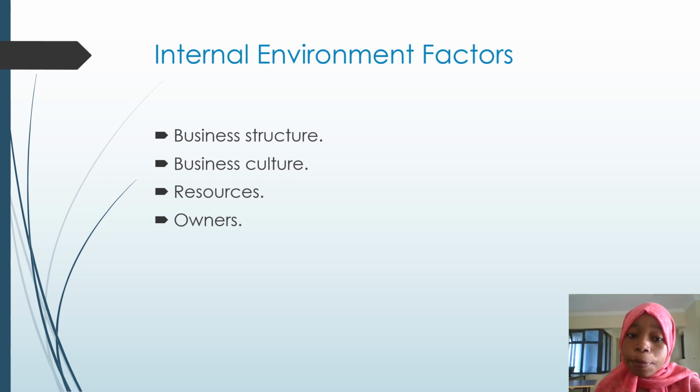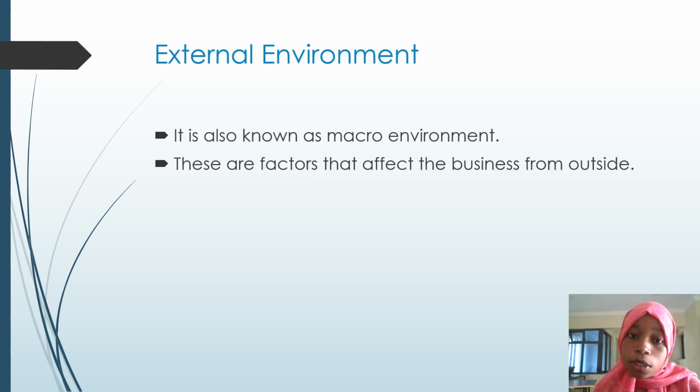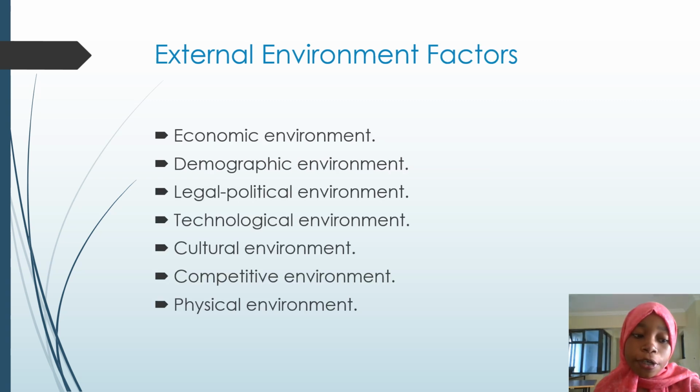Owners, these are people who provide finances to start the business. You will always need finance capital with which you are able to start your business. So the owners are the ones who provide the source of capital. The second one is the external environment. The external environment is also known as macro. These are factors that affect the business from outside. Internal, we said, is within the business. External, from outside.